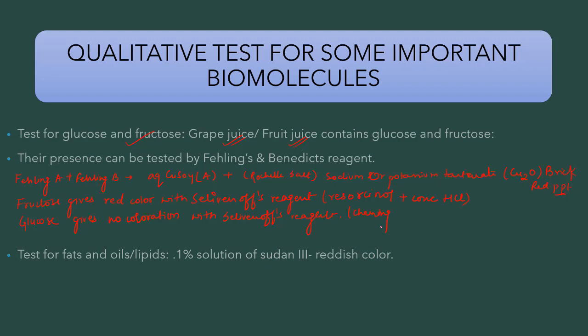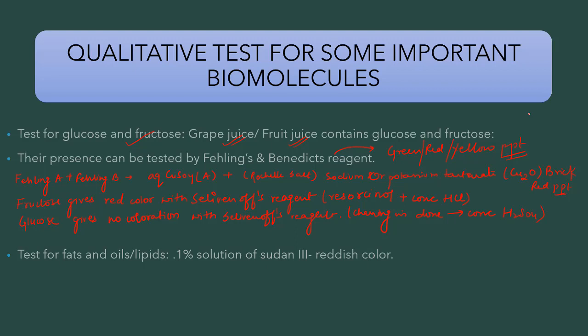Charring is done by adding concentrated H2SO4. The Benedict test is also done. On treating with the Benedict solution, a green, red, yellow, or rust brown precipitate is formed.